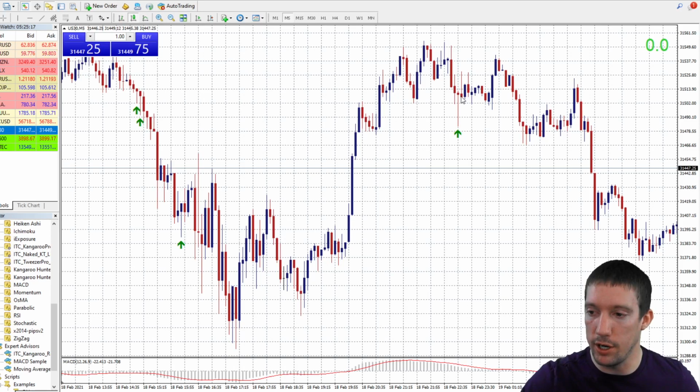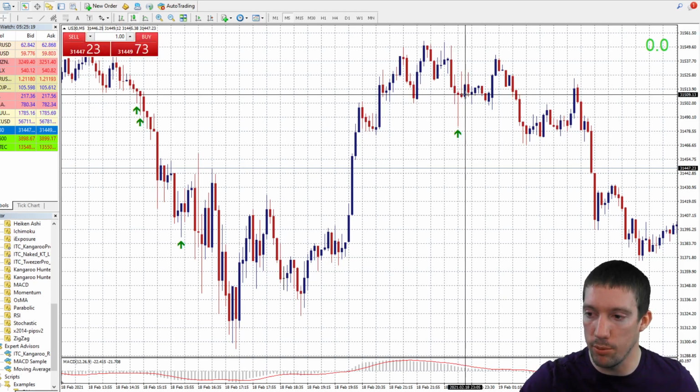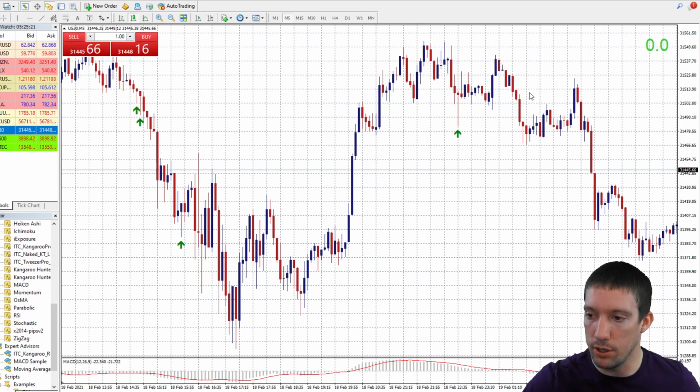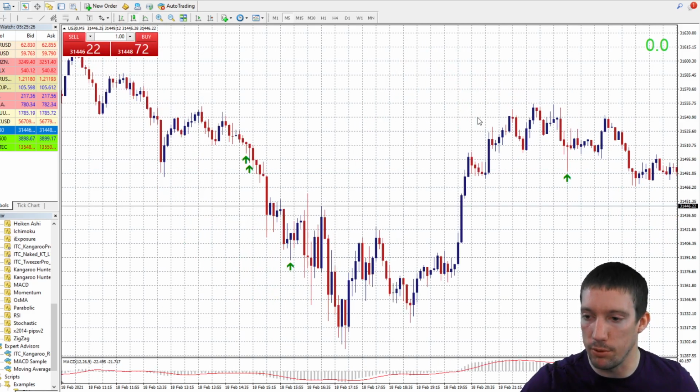But like this one here, it didn't actually close above it. So you might have gained 200, 300 pips for a minute, and then it dropped down. So if you tried to stay in this long term, that one would have failed.